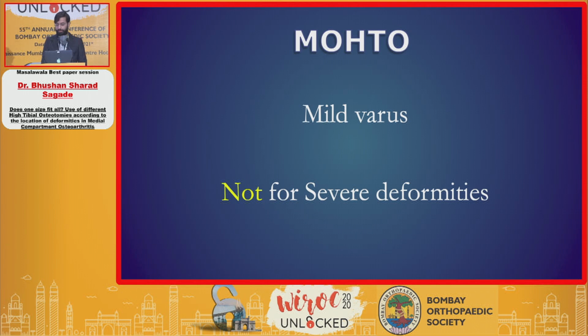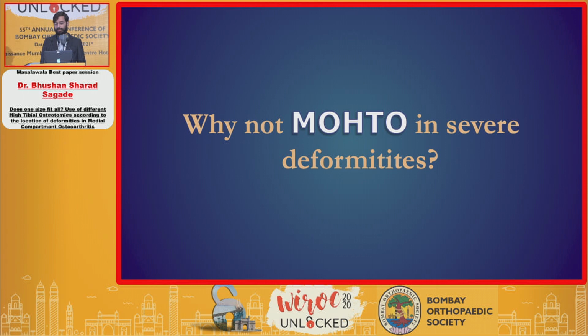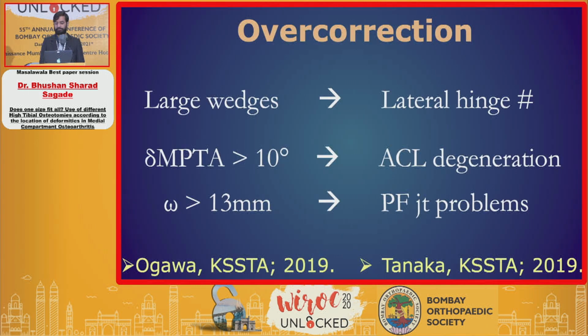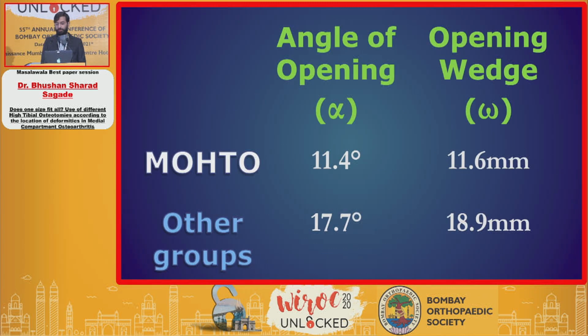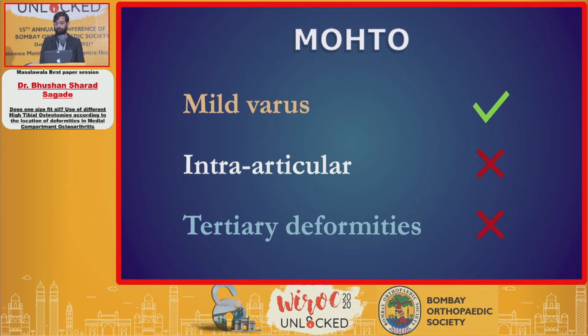MO-HTO is ideal for correction of mild varus deformities, but it may not be suitable for severe deformities. Opening a large wedge in severe deformities may lead to lateral hinge fractures, ACL degradation, alteration of patellar height, and cartilage damage. Had we performed an MO-HTO for the other groups, a much larger 17.7 degree opening angle needing a 19 mm wedge definitely would have led to complications. Thus, MO-HTO is ideal for a mild varus without any associated intra-articular and tertiary deformities.